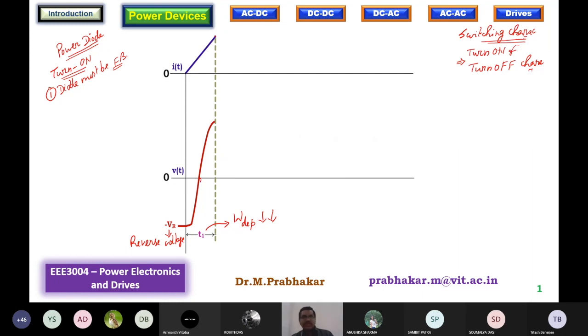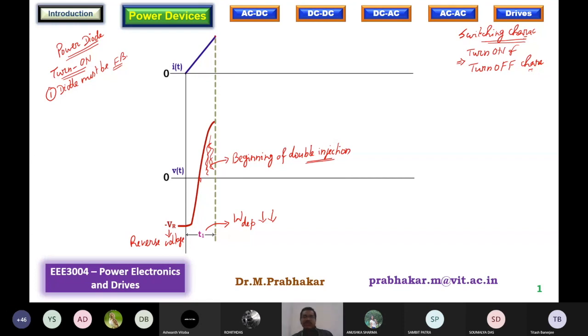So once the width of the depletion layer becomes 0, then the double injection process occurs. This portion is where the double injection just begins to happen. It is not complete, it is beginning to happen. So this is the beginning of double injection. I hope you should be in a position to recollect double injection.